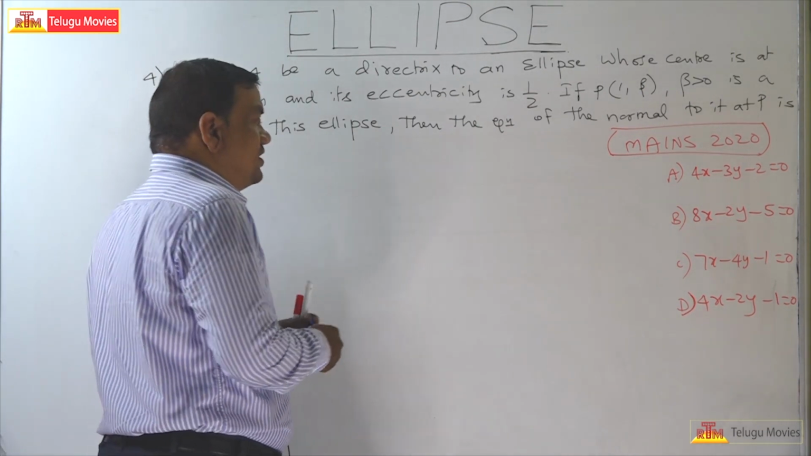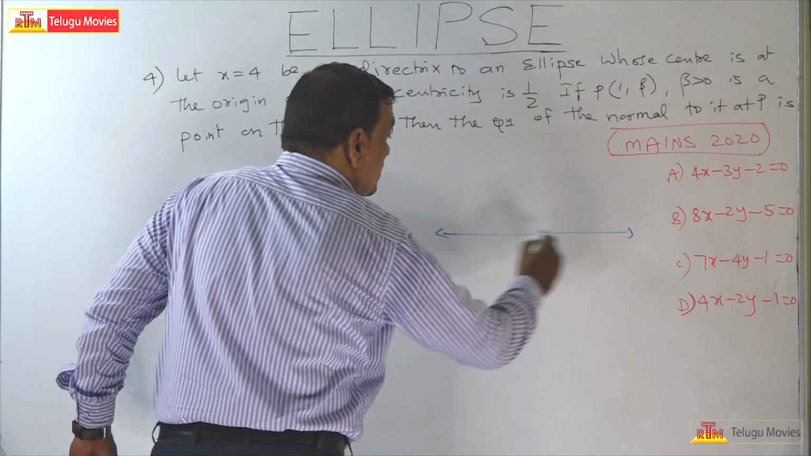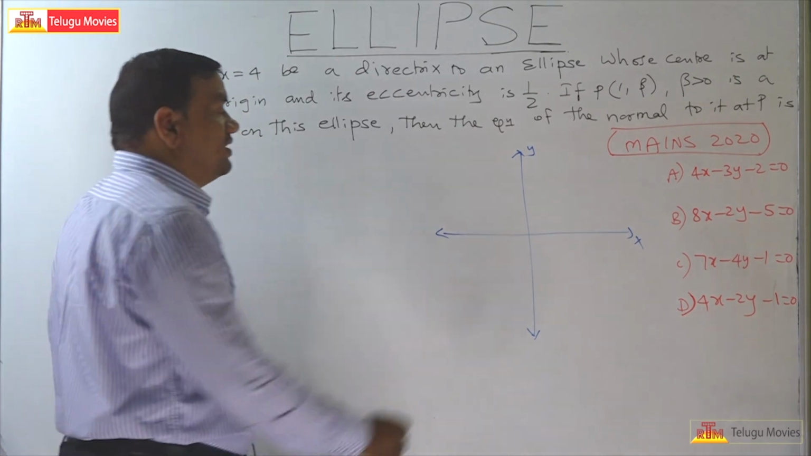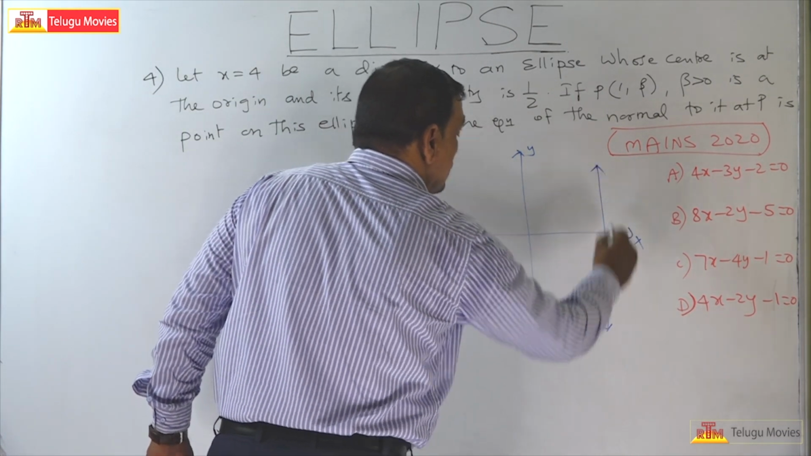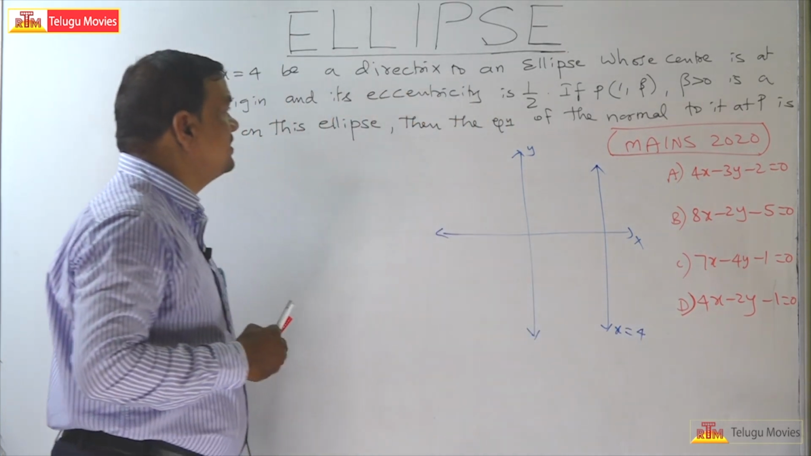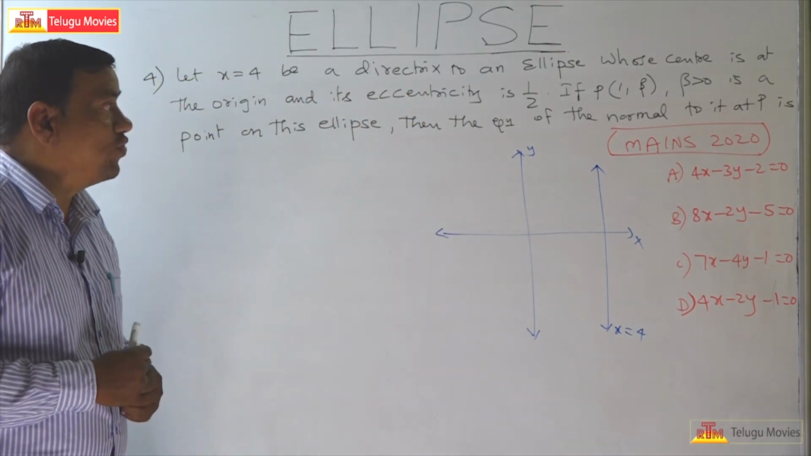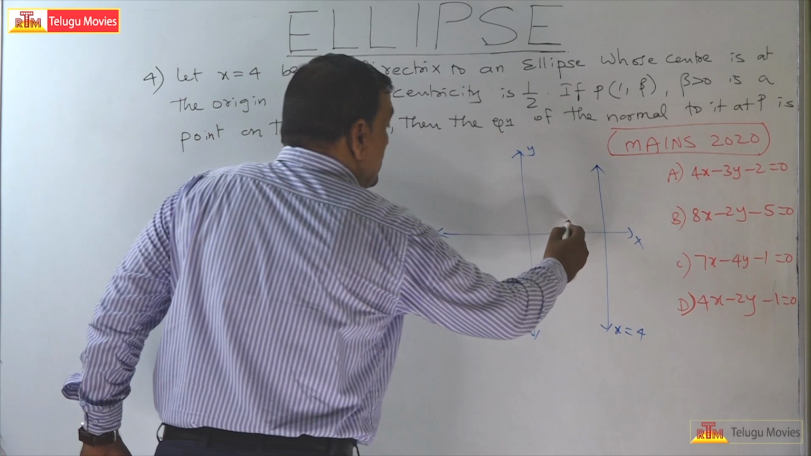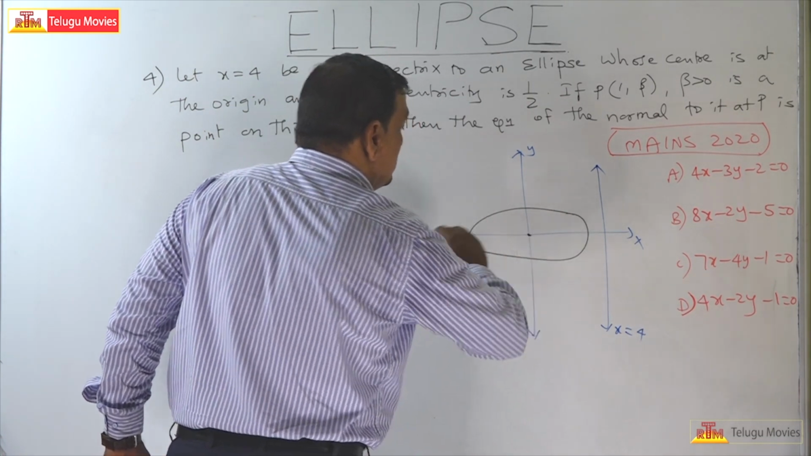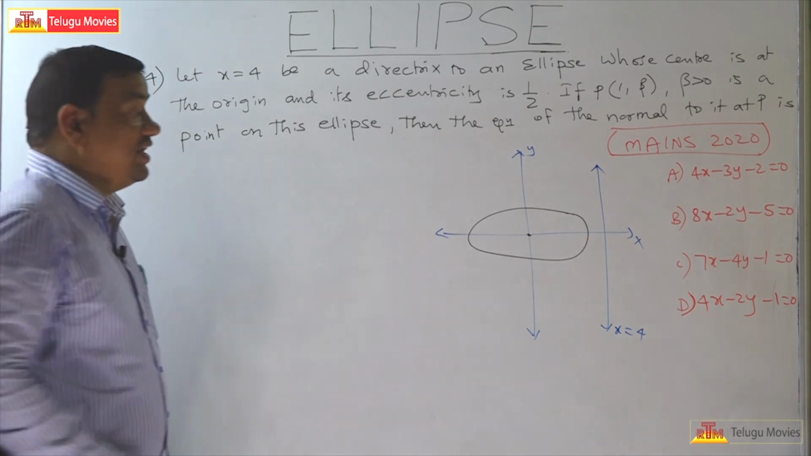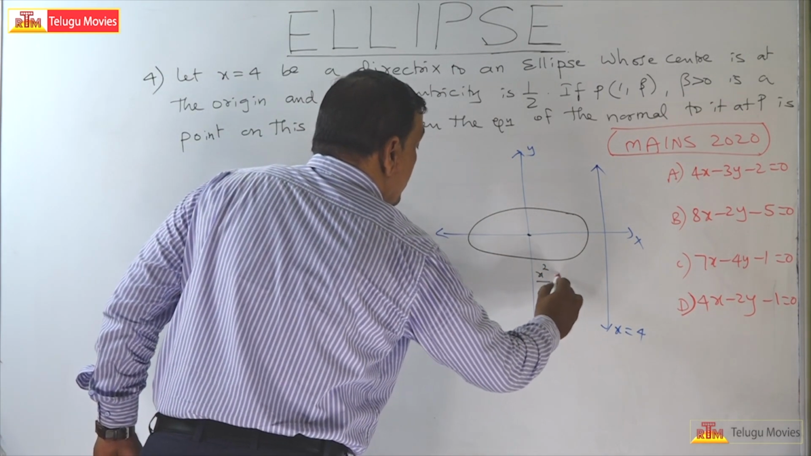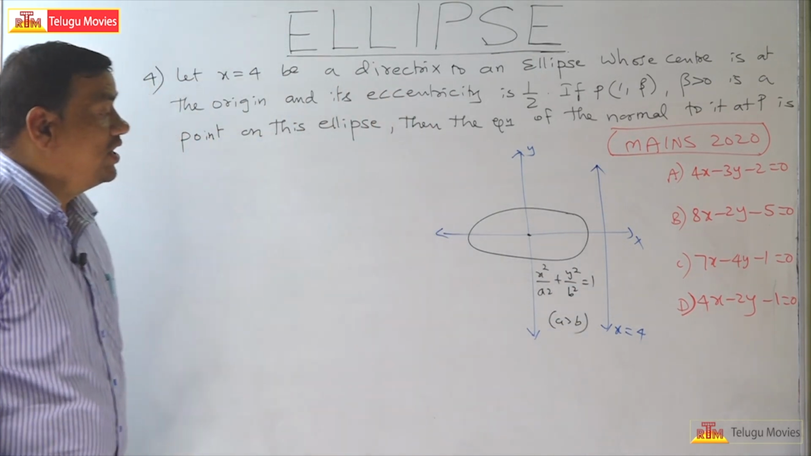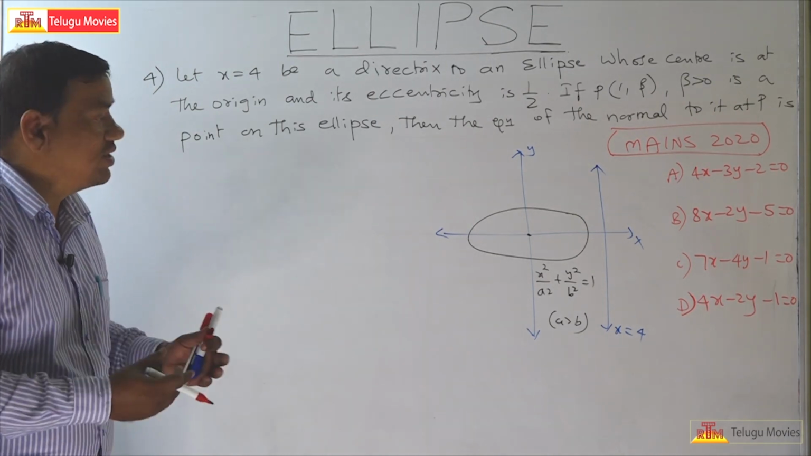So that means if you see this diagram, this is the x-axis and this is the y-axis. x is equal to 4 means it is a line parallel to the y-axis. He is saying it is a directrix, and whose center is at the origin. That means definitely your ellipse must be of this form, a horizontal ellipse. Your equation should be x square by a square plus y square by b square is equal to 1, where a is greater than b. If you find the a value and b value, almost the problem is completed.